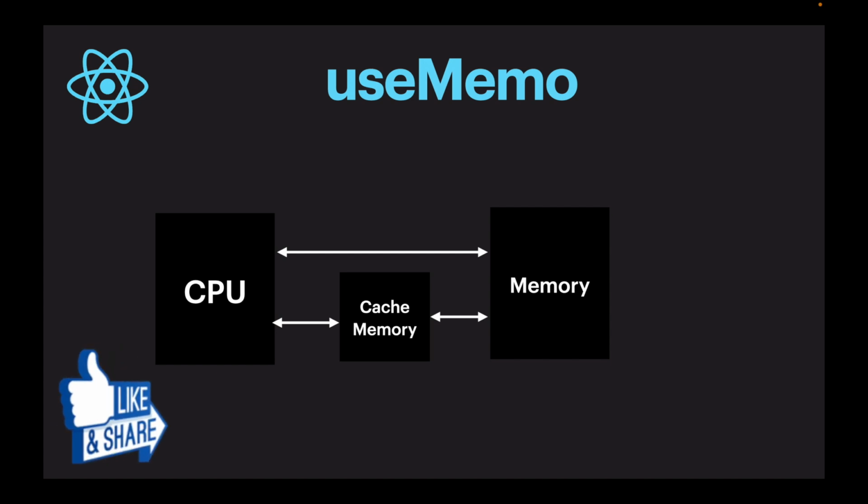Before understanding useMemo, we should have knowledge about the cache memory, because useMemo works on the concept of the cache memory. So when the CPU performs any operation, the CPU gets the value from the memory. But when the CPU performs the same operation again, then the CPU gets the value from the cache memory. Because when the CPU performs the same operation again and again, the value is stored inside the cache memory. So with the help of the cache memory, CPU performance is increased. So this is the concept of the cache memory, because cache memory reduces the time of calculation.